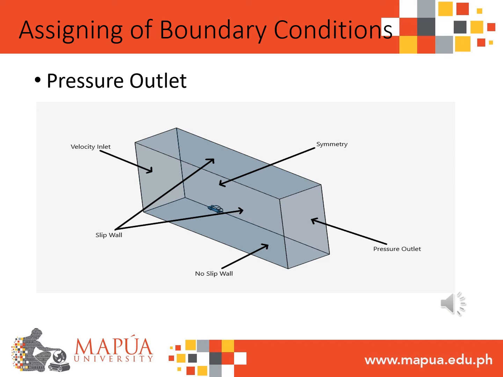At the opposite of the velocity inlet, we have the pressure outlet. The value of our pressure at the pressure outlet would be the atmospheric pressure, so it will have a value of 101.325 kilopascal, or zero gauge pressure. The purpose of the pressure outlet is to serve as a basis for the pressure variation along the domain.